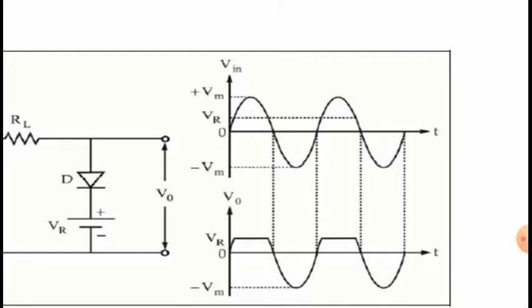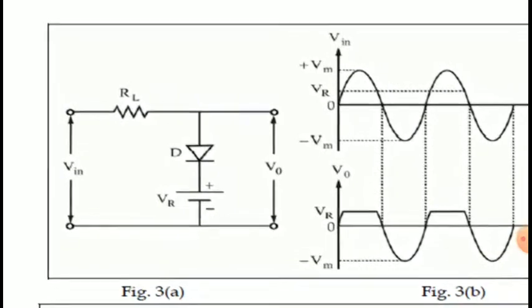Only up to the dotted line portion of the V input section, draw the output waveform. Don't draw the entire waveform, output waveform now. Don't draw the entire waveform here, only up to the positive portion, that is up to VR, draw the same as input waveform, only this rising section, positive section.